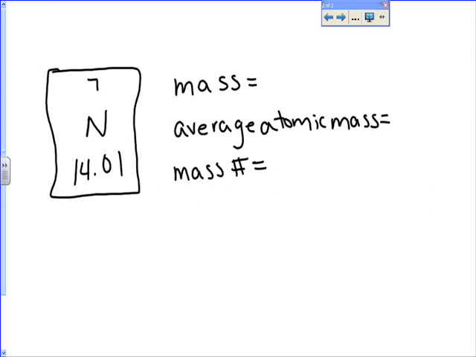Let's look at nitrogen, and let's make sure you understand what we're talking about. So what is the mass of nitrogen, what's the average atomic mass, and what's the mass number? I want you to pause the tape very quickly and jot down what you think.